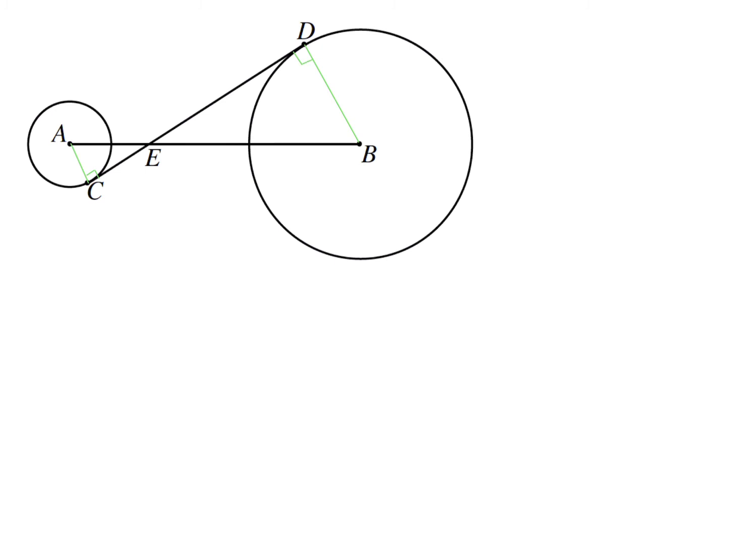Now, let's see here. They tell us in the question that this first circle has a radius of 3, and the second circle has a radius of 8. So those I will label. And then they also tell me that A to E is 5. From here to here is 5. So that means this distance is 2 from there to there. Now in this triangle right here, you can quickly figure out that CE must be 4.